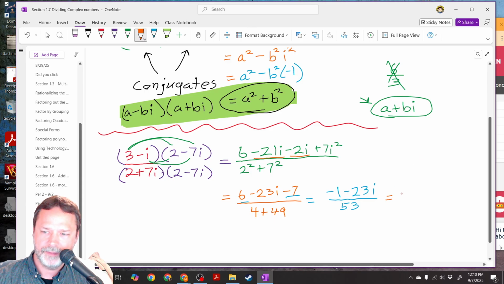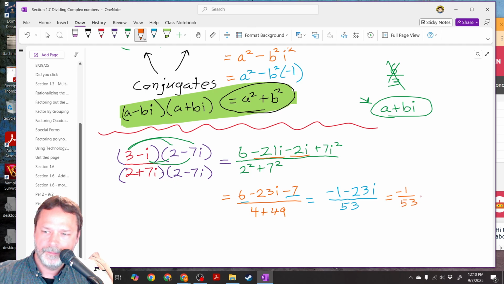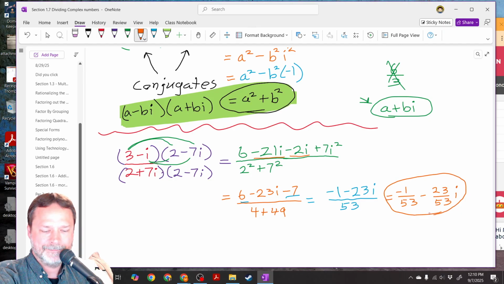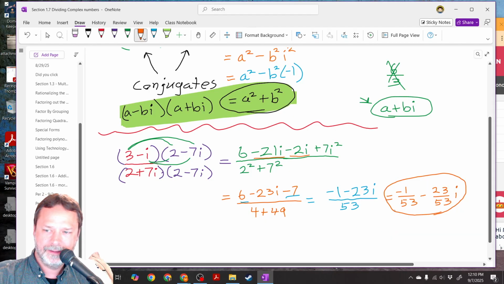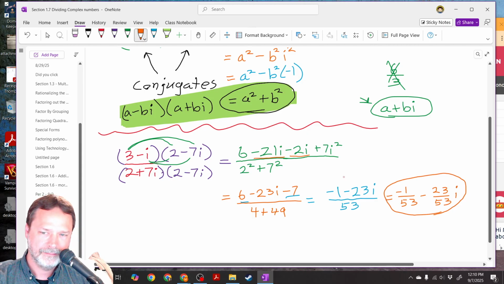So this is really going to be negative 1/53 minus 23/53 i. There it is. And we have divided it. We have it in the a plus bi form. I know my real number part, negative 1 over 53, and my imaginary part, negative 23 over 53 i. Piece of cake.